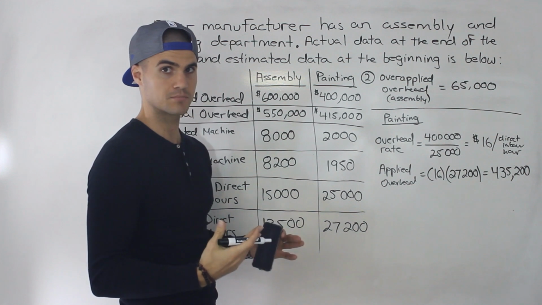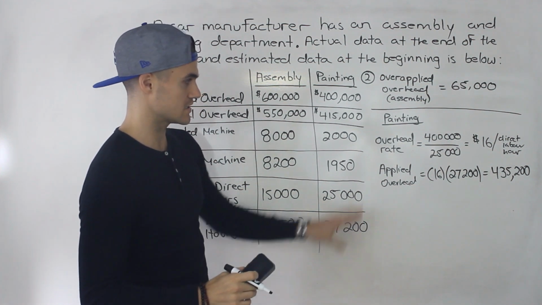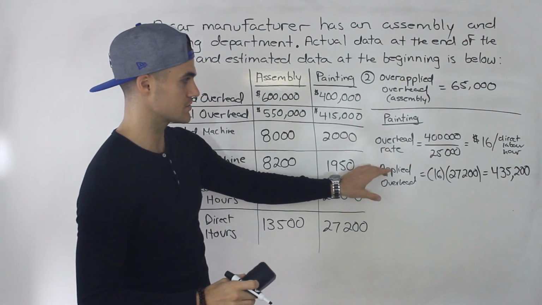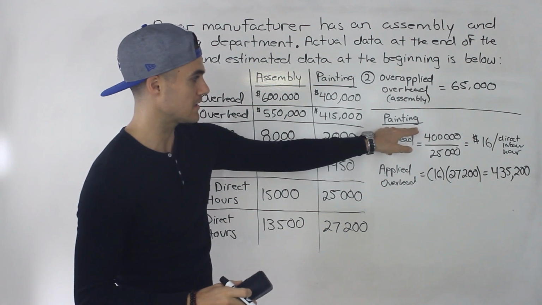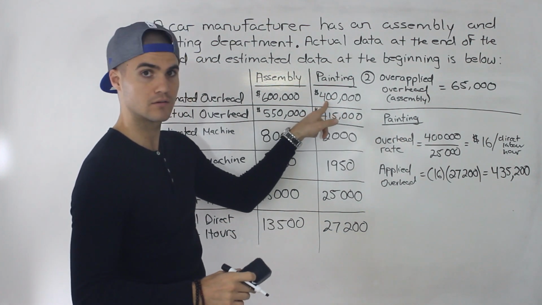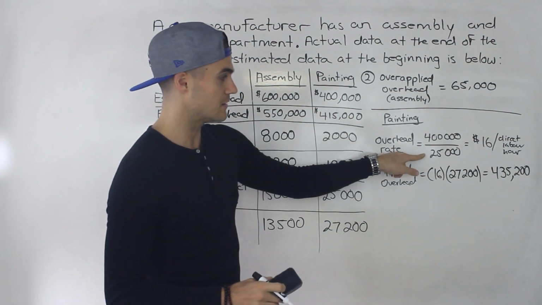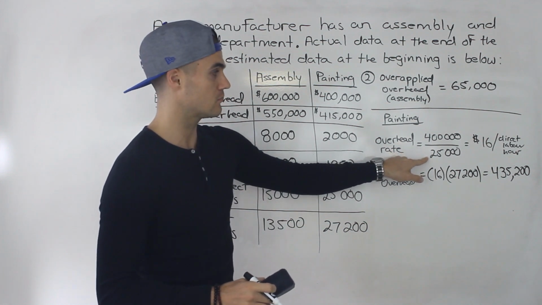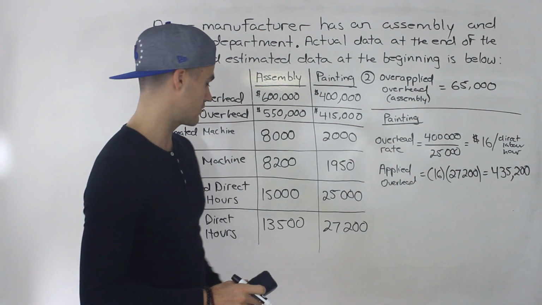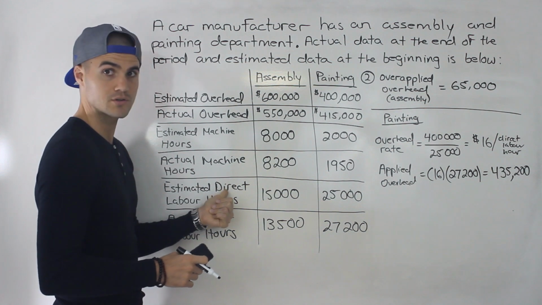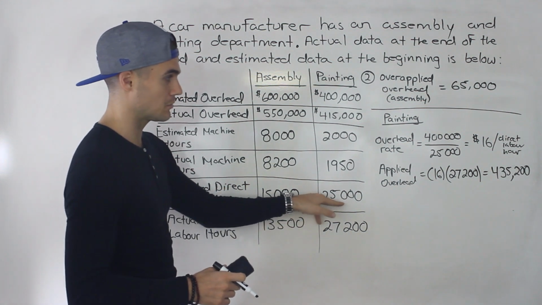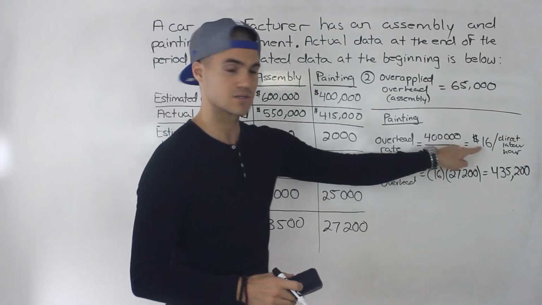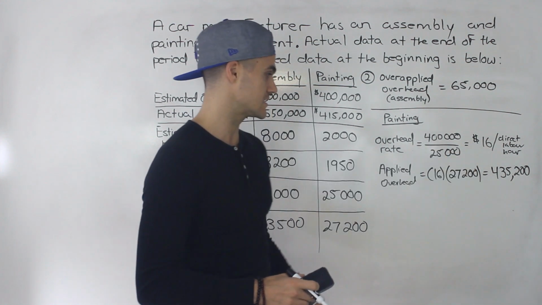And then for the painting department, exact same process. So I wrote it all out over here. So get the overhead rate. We take the estimated overhead for the painting department, 400,000, divided by the estimated amount of the cost driver. Remember, for the painting department, cost driver is the direct labor hours. And the estimated direct labor hours, 25,000. So we get a predetermined overhead rate of 16.